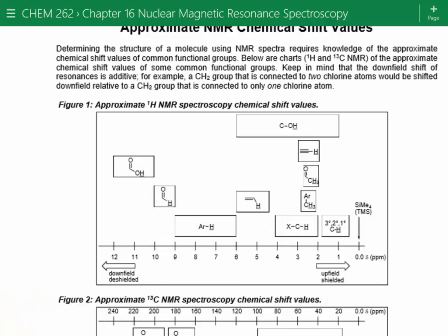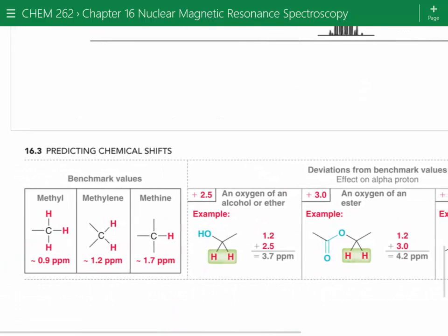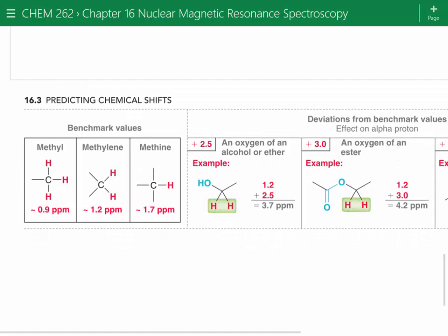All right, one other thing I forgot to bring up that's also a very useful tool that the book uses: if you go to the Skill Builder review section, there's a section 16.3 where it says you can predict chemical shifts pretty accurately for some of these. A regular methyl group, CH3, typically shows up at a benchmark value of about 0.9. A methylene, CH2, typically shows up at about 1.2. And methines typically show up at about 1.7.